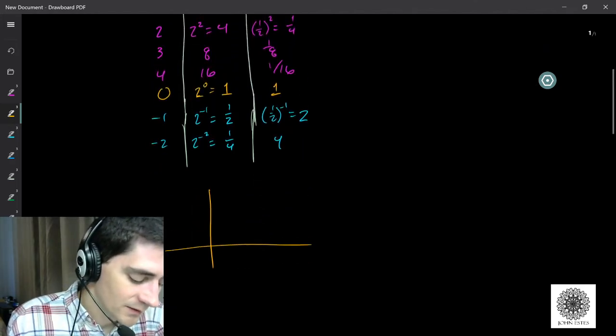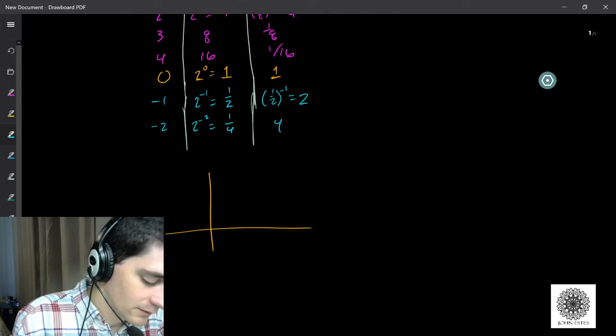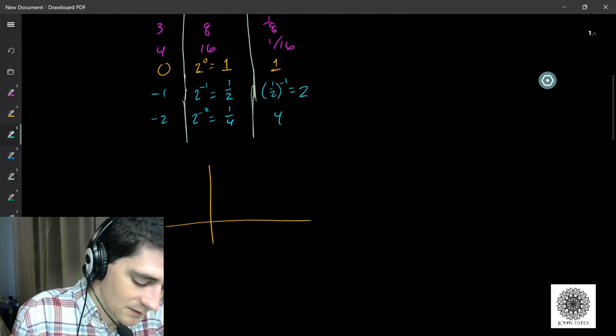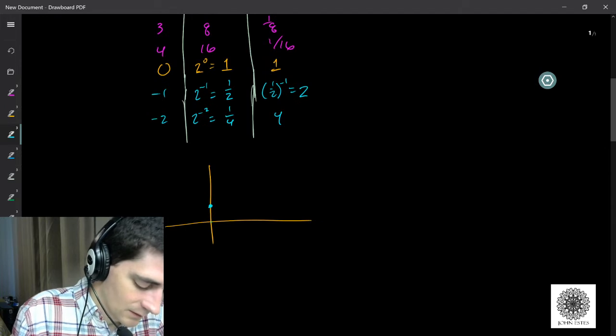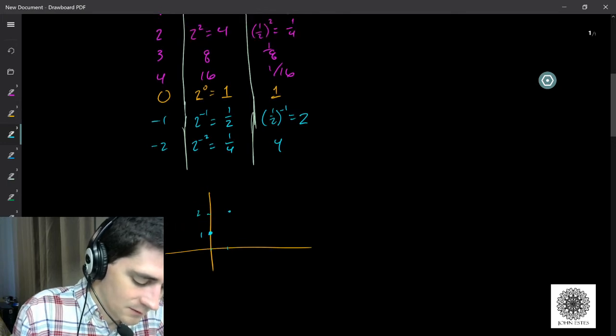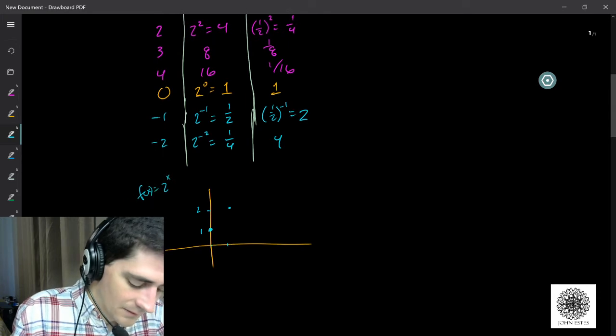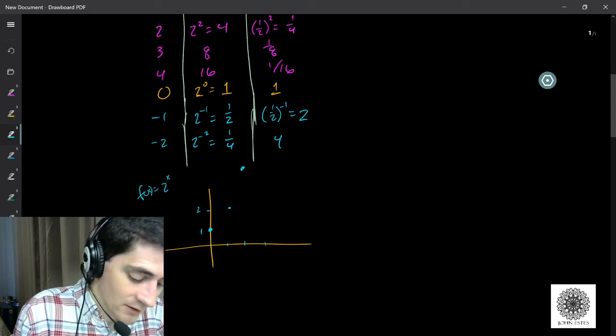But if I start plotting some of these points, let's start with 0. If x is 0, I'm at the point 1. So here's 1. If I go to 1, I'm at 2. And here I'm graphing 2 to the x. If I'm at 2, I'm already up at 4. And by the time I'm at 3, I'm off the page. Right? 8 is like way up here.